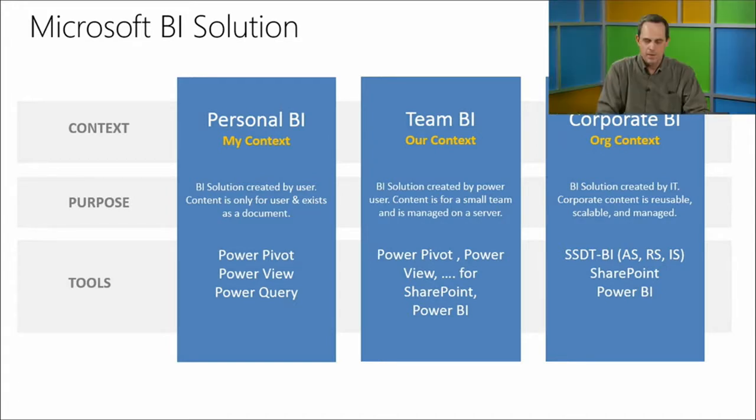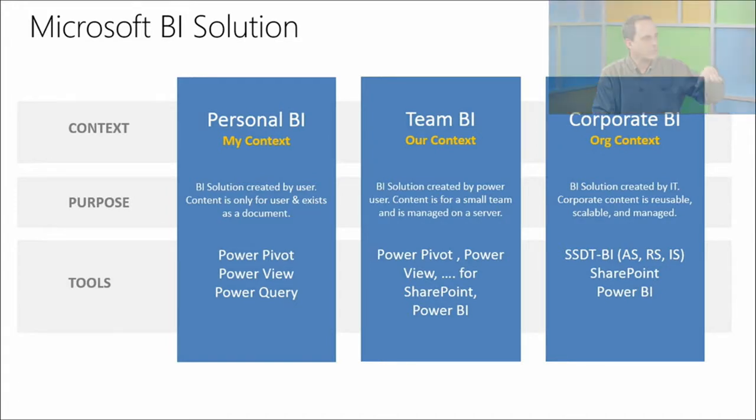Exactly. And so things like source code control, being able to check things in and out, actually start to get enabled in those worlds. Okay. Right. All right. And then the third context is what we like to call corporate BI. And corporate BI, this is a little bit of a different situation.